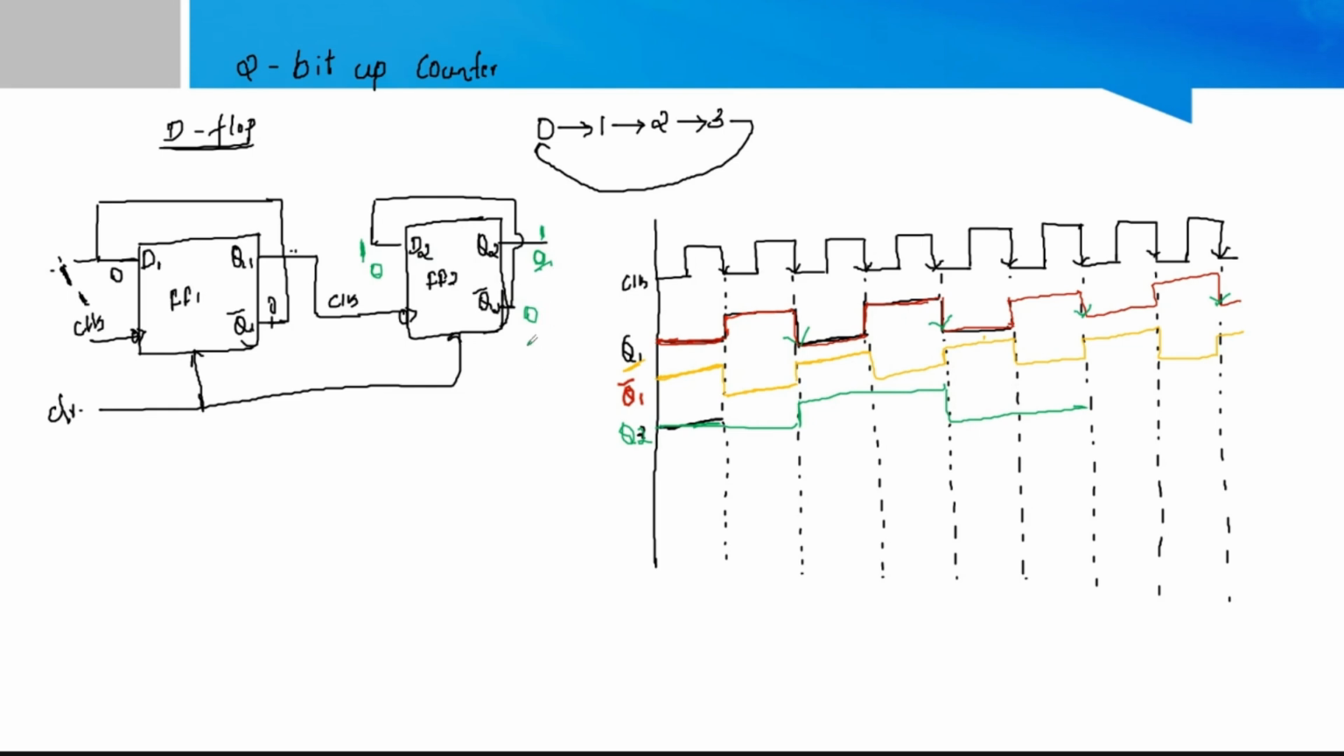So this is 0. It means that Q2 bar will be 1. So for the next falling edge of the clock, it is giving feedback 1. It will be giving as an input. If input is 1, the output will be 1. So output will be 1 till the next falling edge of the clock. It is continuously toggling.